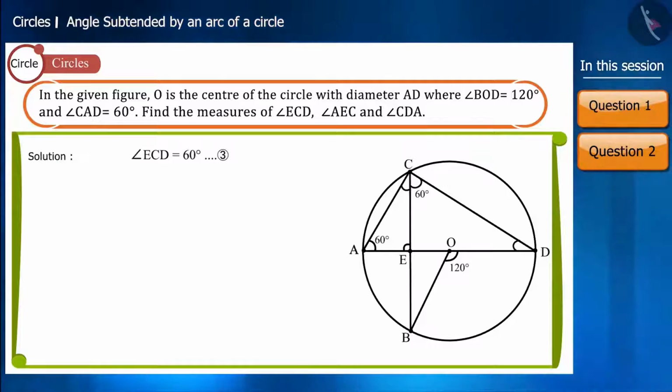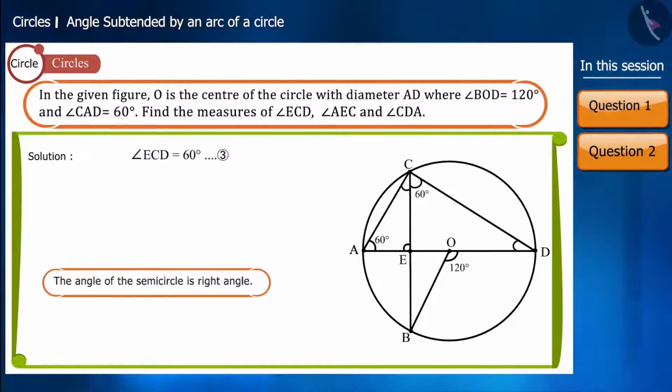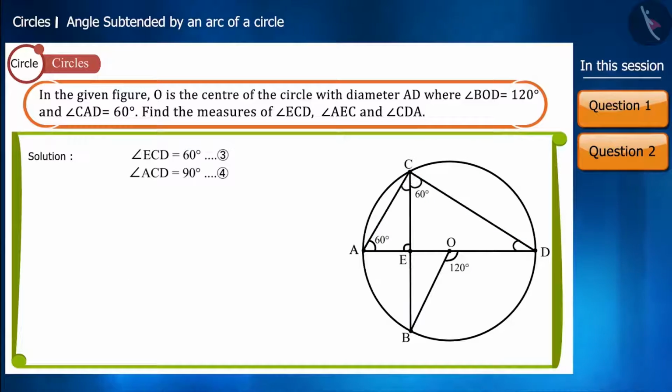Friends, we know that the angle in a semicircle is a right angle. You can see in the figure, angle ACD is the angle subtended at point C by diameter AD. Therefore, the angle ACD will measure 90 degrees. Therefore, we can write it as such.